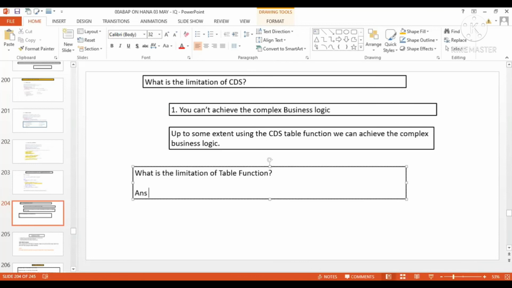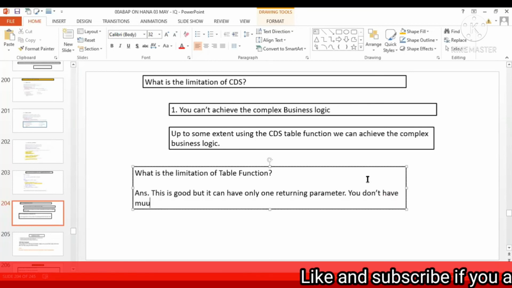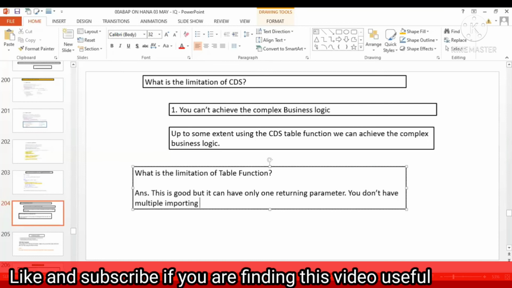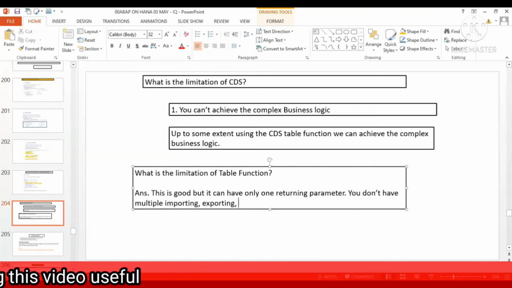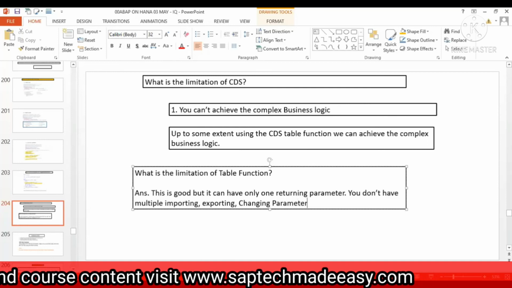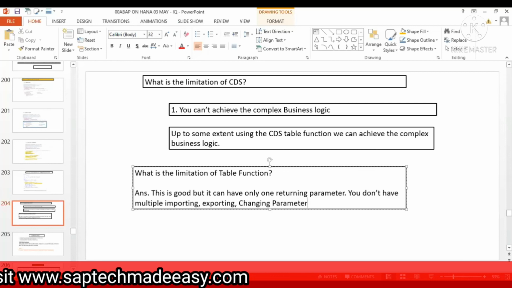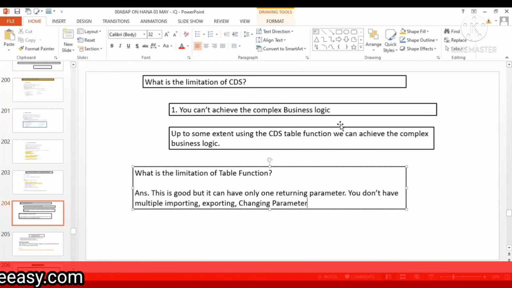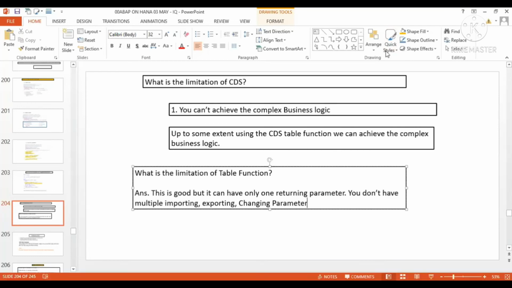This is the question. So the answer here is, this is good, but it can have only one returning parameter. You don't have multiple importing, exporting, changing parameters, etc. Can an AMDP method have a returning parameter? Who will tell? We have discussed this. We cannot have it, right? An AMDP method cannot have a returning parameter, but this table function can have a returning parameter.